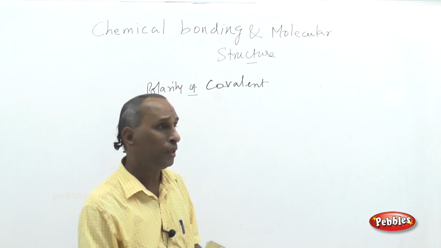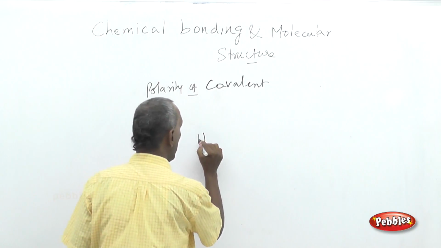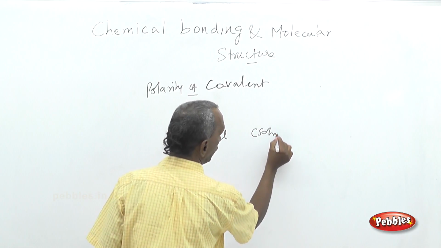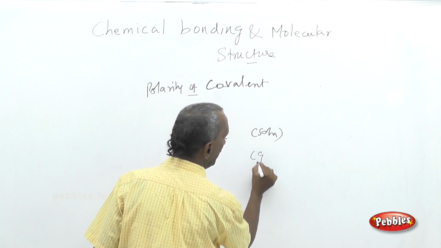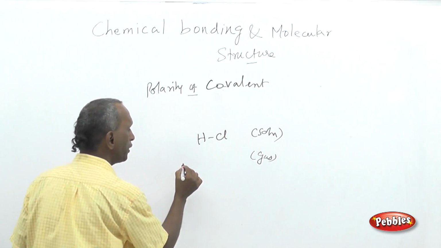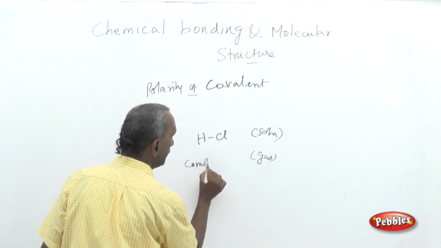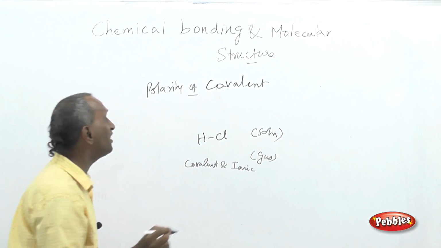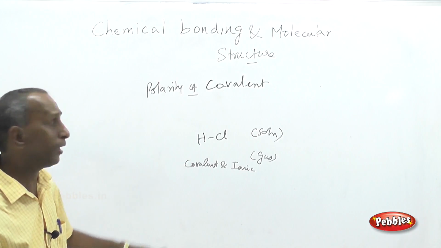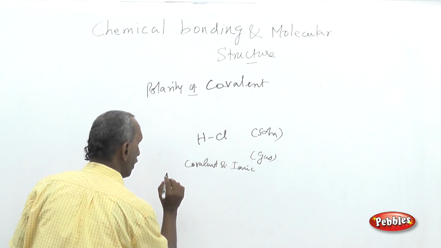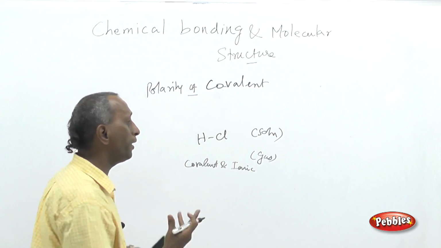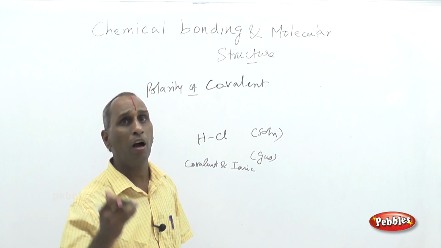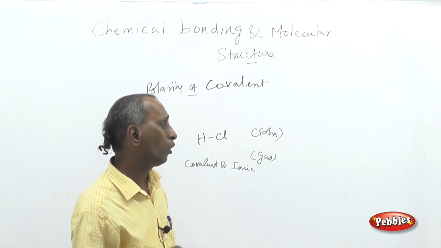The simplest example is hydrogen chloride. Hydrogen chloride is more ionic in solution phase and more covalent in gas phase. So there is a competition between covalent character and ionic character for HCl. This is called polarity of a covalent bond. If they are equally powerful, it will be neither ionic nor covalent. If one of them predominates, accordingly it will be more ionic or covalent.